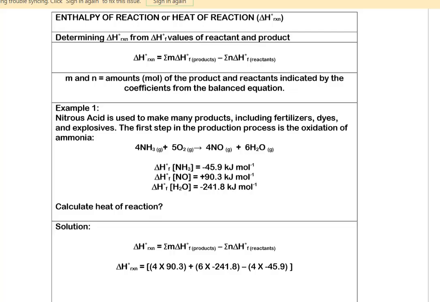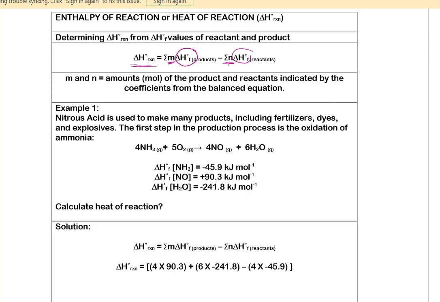So basically, there are several ways to find delta H. One of the ways is by using this formula: delta H reaction is equal to the summation of number of moles multiplied by delta H formation of the products, minus the summation of moles multiplied by delta H formation of the reactants.